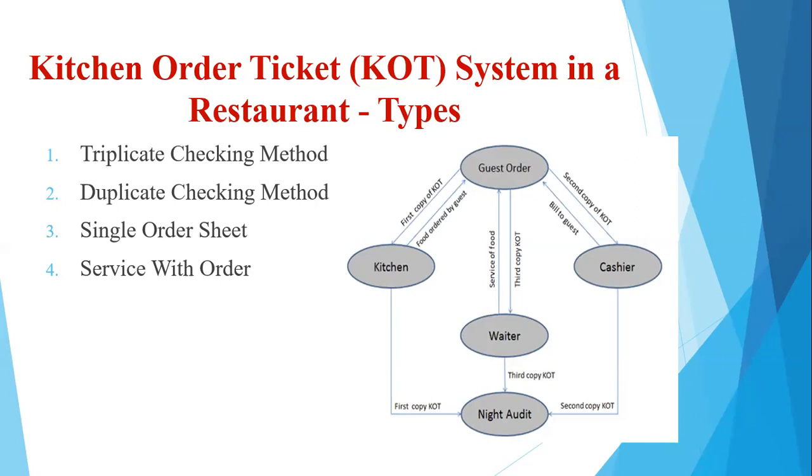Is that okay? So this was with respect to the triplicate checking method, where 3 copies of the order that are being placed by the customers are being prepared and they are utilized for having a control at the same time, right? Then we look into a duplicate checking method. So as the name suggests, instead of having 3 copies for record as well as for control purpose, here essentially we will be just having 2.